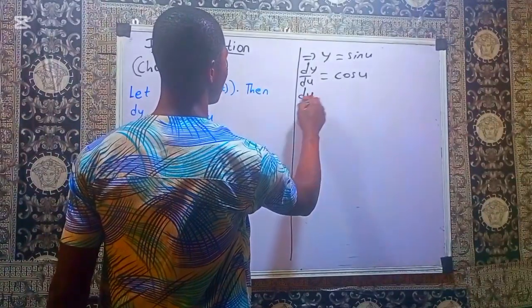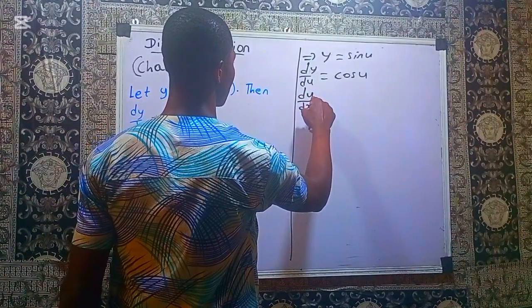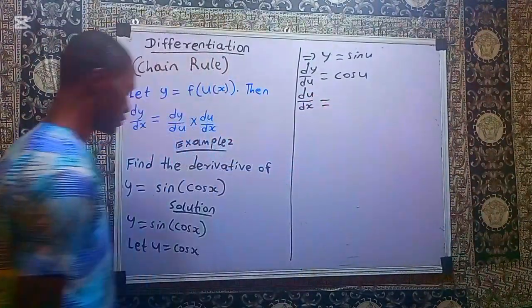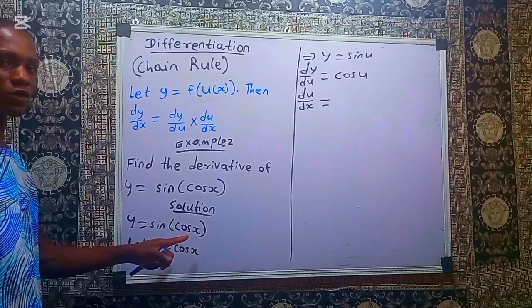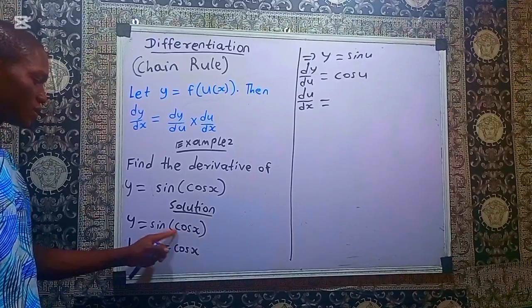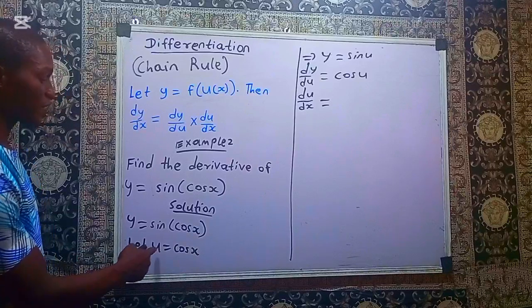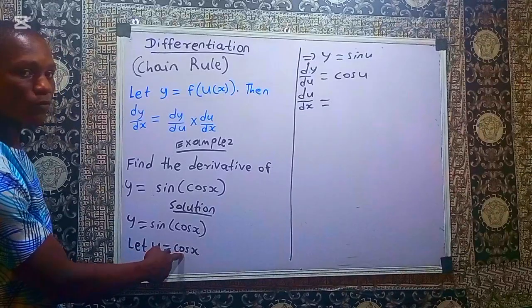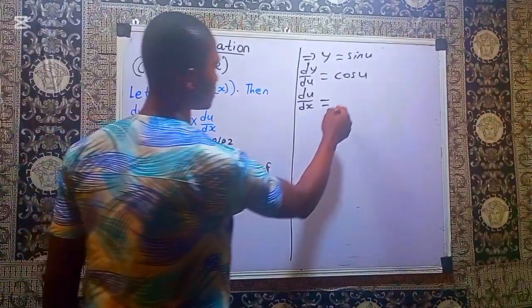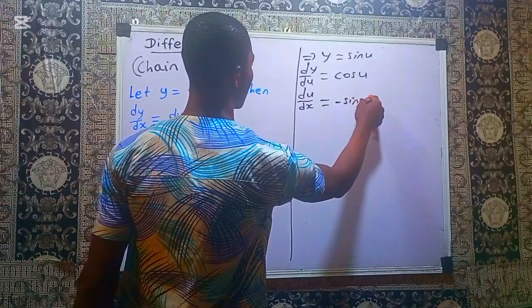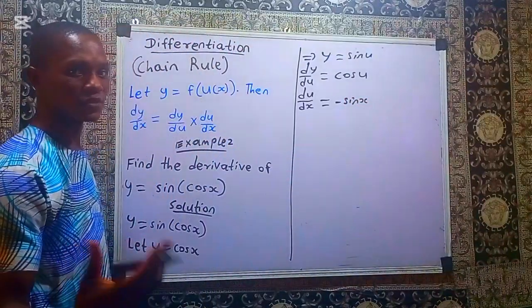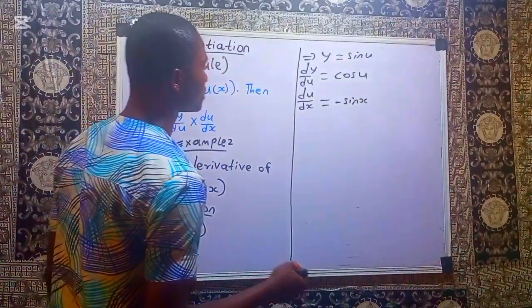Then we need to do the derivative of u with respect to x. The derivative of u with respect to x will be equal to, so this quantity is cos x, I called u. Yeah, this is the function of x. So if you differentiate cos x with respect to x, you get what? Negative sine x. Derivative of cosine is what? Negative sine. So this is what you have.